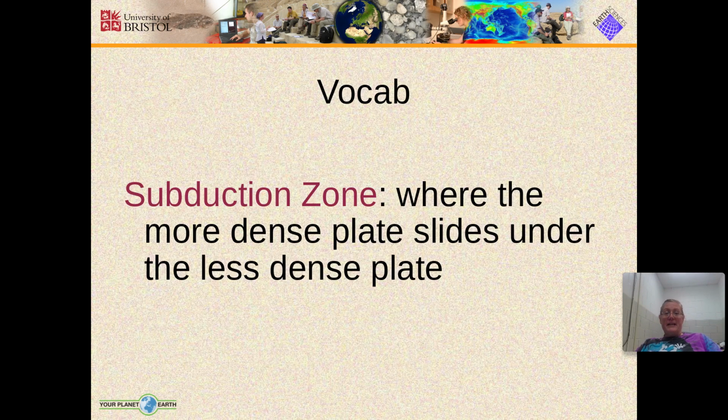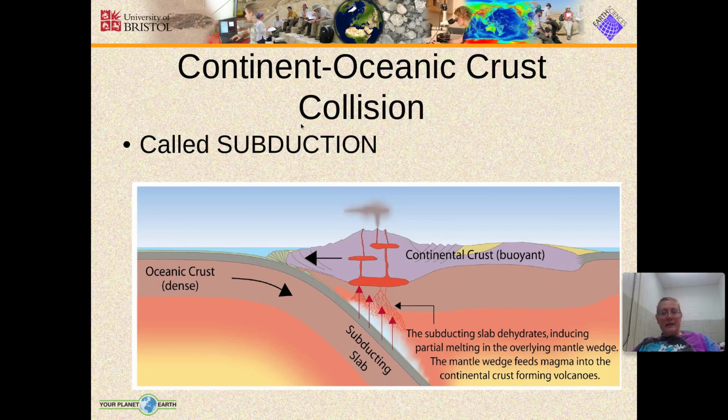Vocab: subduction zone. Sub means to go under. Submarine goes underwater. In this case, subduction zone is where the more dense plate goes under the less dense plate. And so, in the case of a continent versus oceanic crust, the ocean crust is always more dense. So the ocean crust will always go underneath the continental crust, subducts underneath.